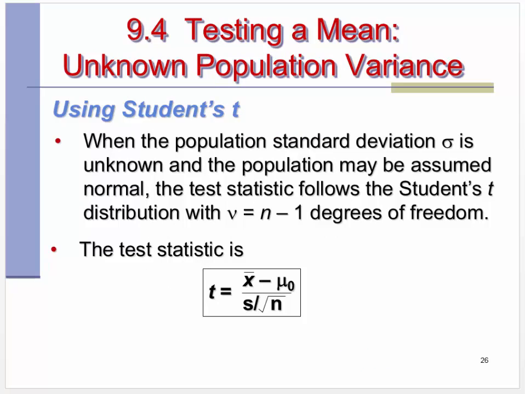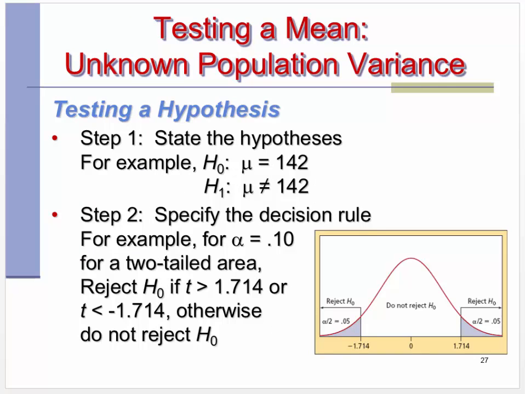Testing a mean with an unknown population variance. We're not going to cover this part in our test, so you can look at this on your own for your knowledge. I'm not going to test you on that. It's not required, but you can study it if you want to. Basically, with the student t distribution, the degrees of freedom are n-1. The test statistic is t, right? Kind of similar, and the hypothesis testing is very similar too.